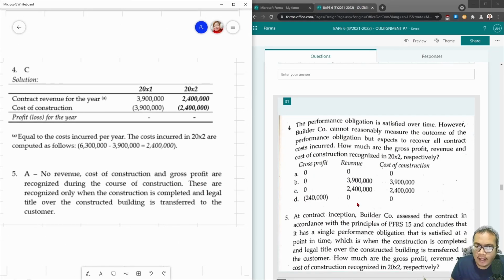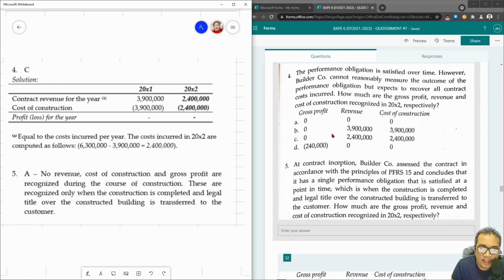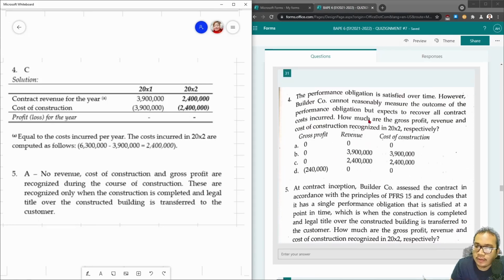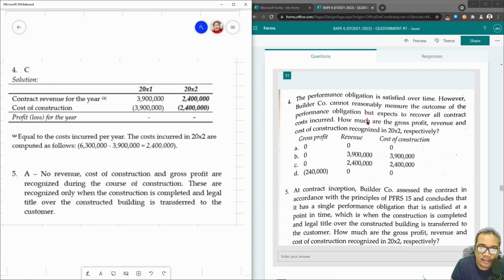Same given. So, the performance obligation is satisfied over time. However, builder co cannot reasonably measure the outcome of the performance obligation, pero the entity expects to recover all contract costs incurred. How much are the gross profit, revenue, and cost of construction recognized in 20X2 respectively? So, anong pansin nyo dyan? Cost recovery approach, zero profit method ang gagamitin.